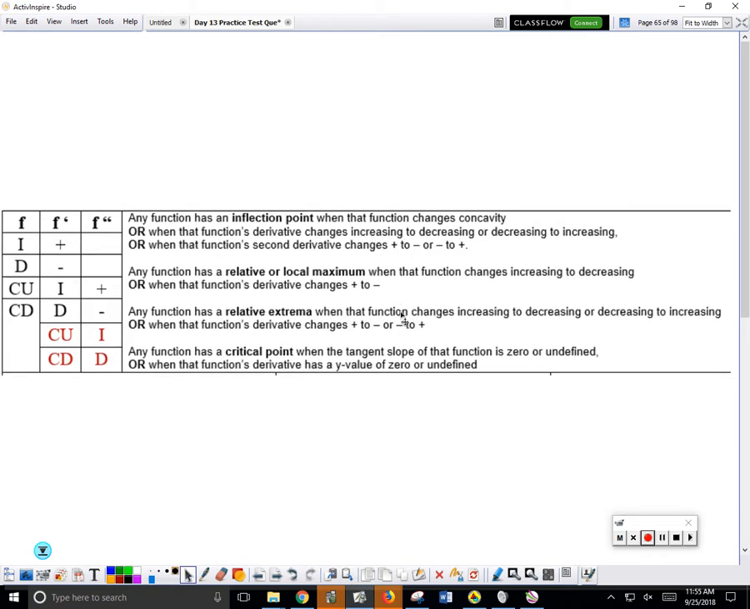Okay, look right here, Lauren. Any function. So what you just said was f, which is fine. So f has a relative or local max when f changes from increasing to decreasing, or when that function's derivative, f prime, changes from positive to negative. Is that not what you said? Yeah. Perfect. Thank you. 10? Eva?